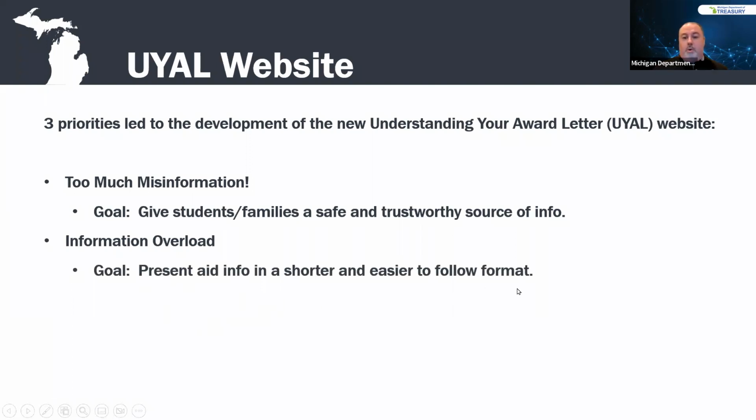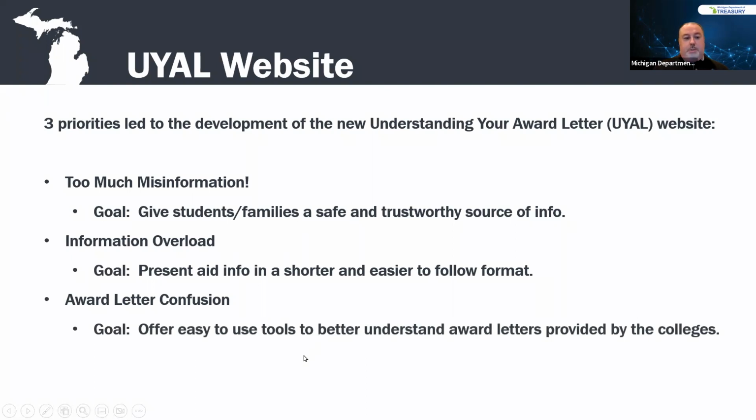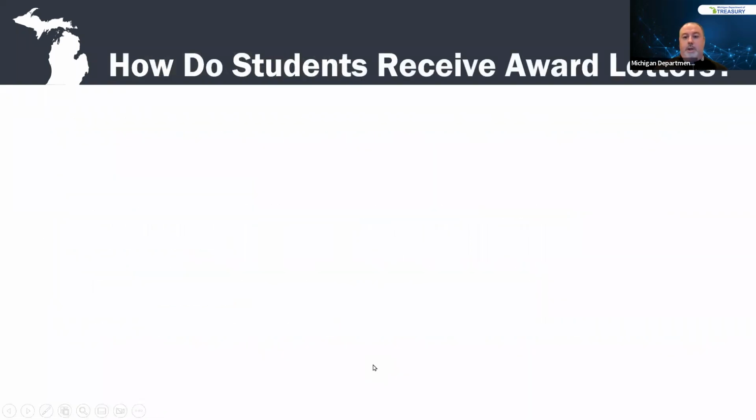And then there's the award letter confusion that students sometimes experience. Award letters can look and feel a little different. They're formatted differently from the different schools. So we wanted to make an easy to use tool to better understand award letters that are being provided by the Michigan colleges and even out-of-state colleges. So those were the 3 goals and the priorities that led us to create the Understanding Your Award Letter website.